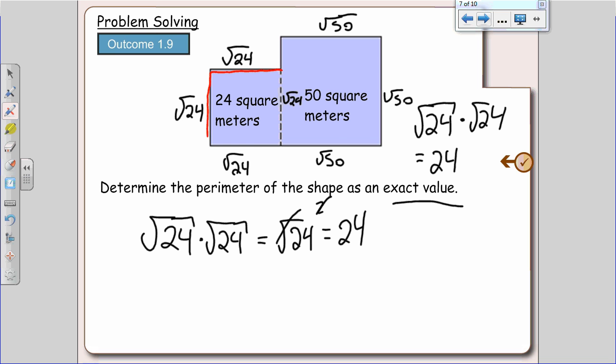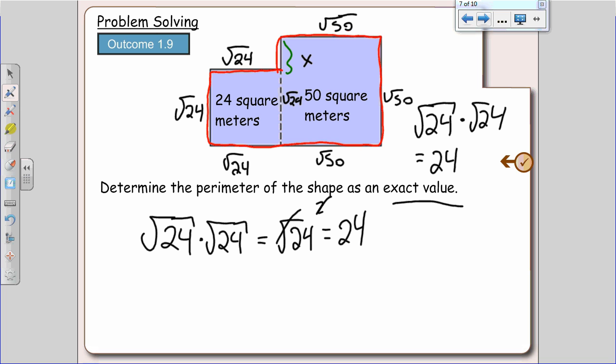You could take square root of 50 minus the square root of 24. That would give you that distance. So if they were asking what is this distance, square root 50 minus square root 24 would work. Another way to look at it: you know that this plus that is going to be square root 50, because that's one whole line.